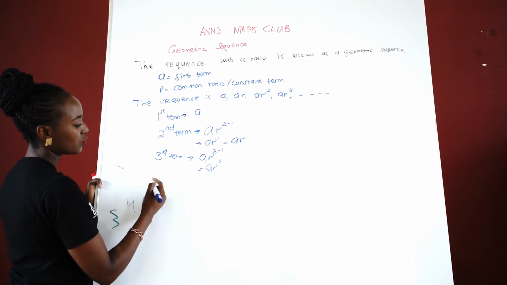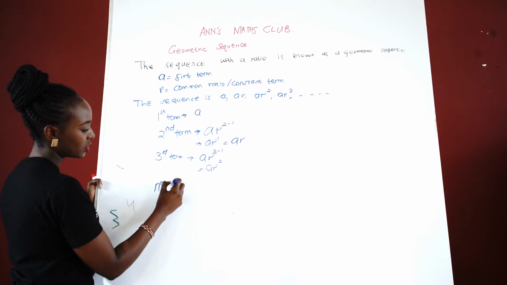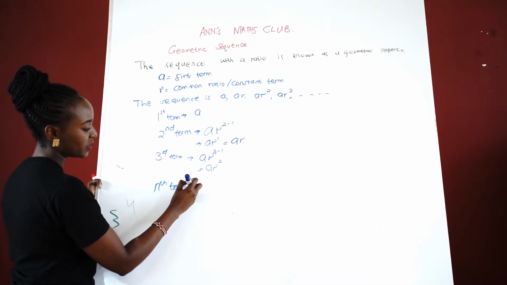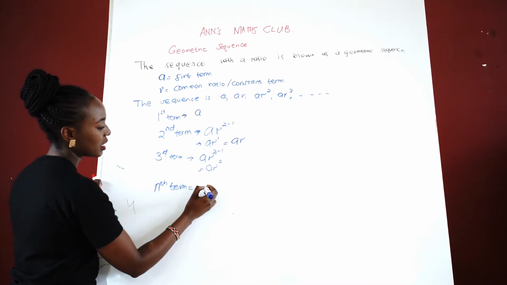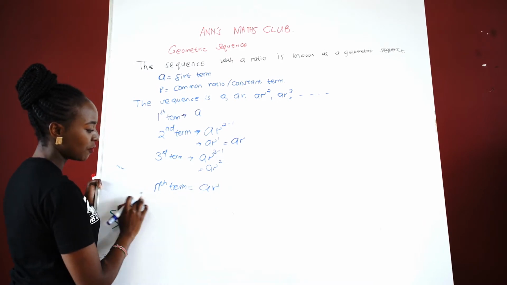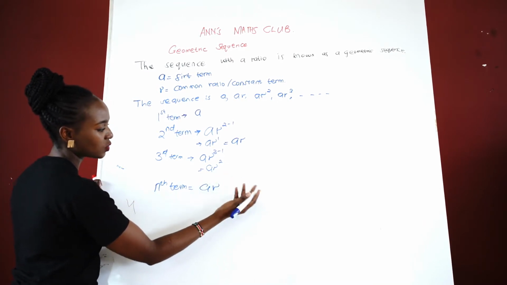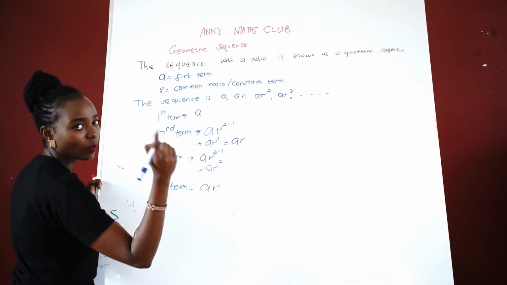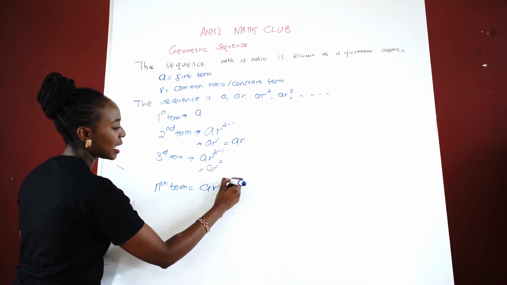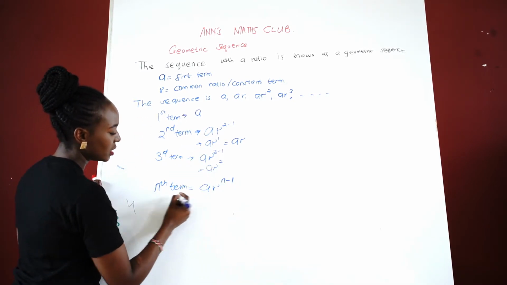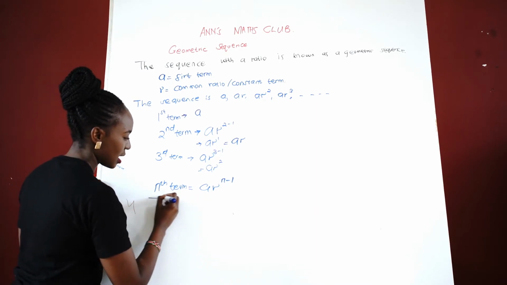So whenever you are asked to find the nth term, they could have specified what n is. You will take AR to the power n. If n is 5, you will do 5 minus 1. If n is 6, 6 minus 1. So it becomes automatically n minus 1. So this is the formula. You need to understand this.